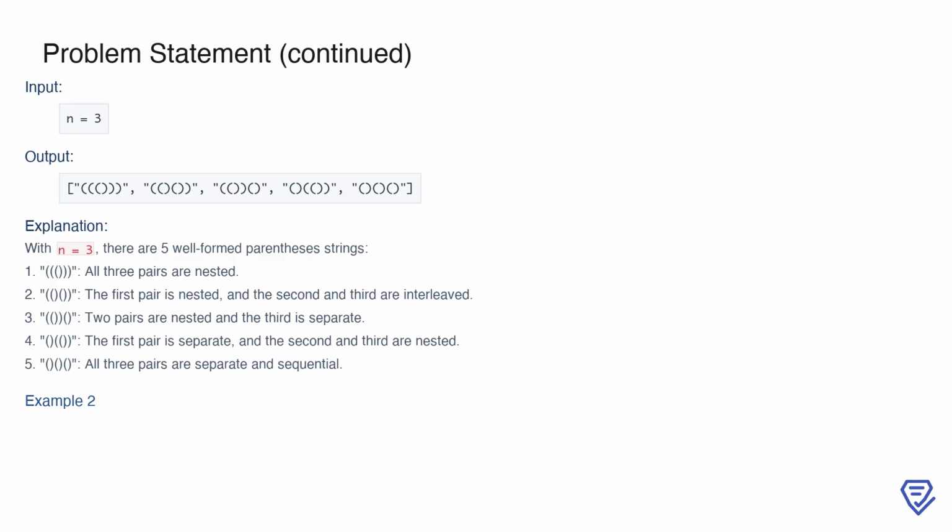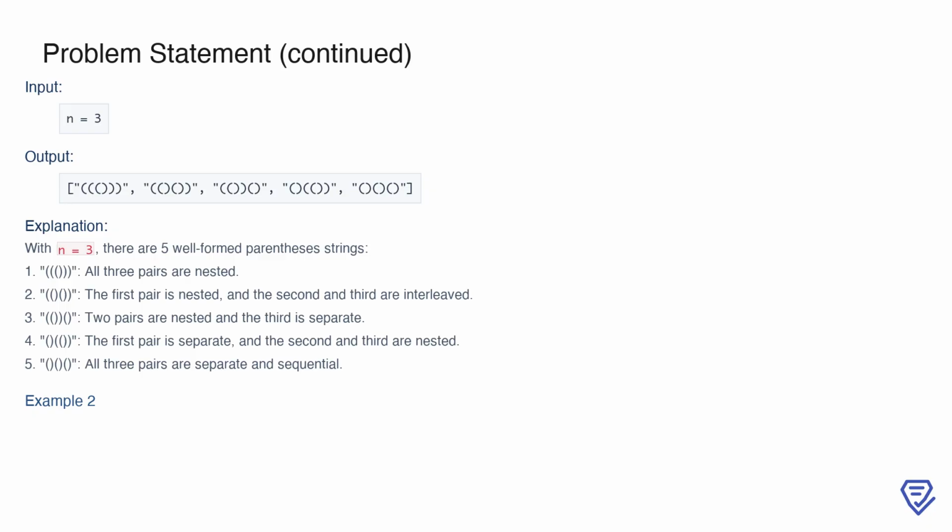Now, let's look at an example where n equals 3. This means we need to generate all valid combinations of well-formed parentheses using exactly 3 pairs. The output contains the following 5 combinations, and in the first combination, all 3 pairs are fully nested.